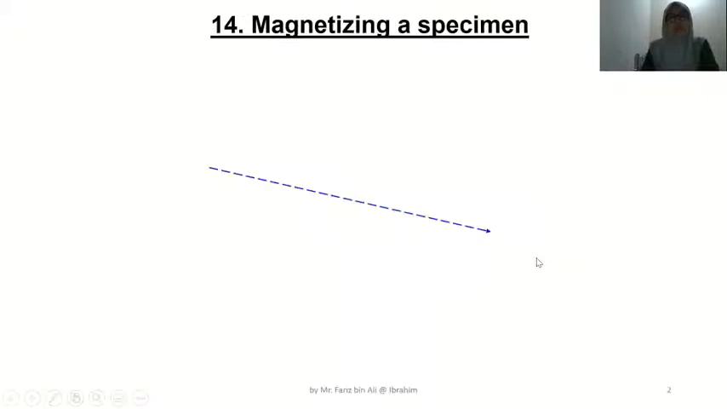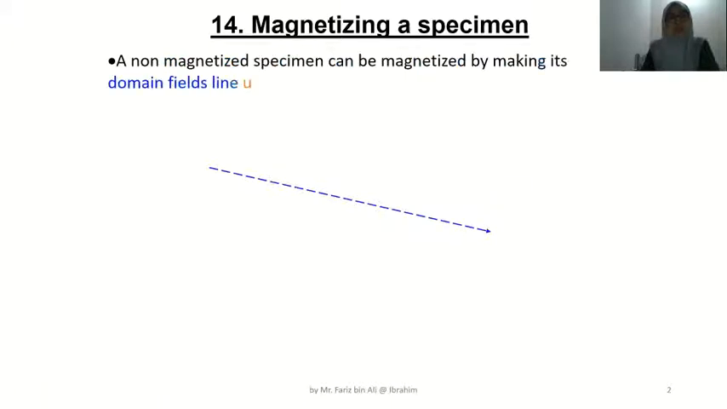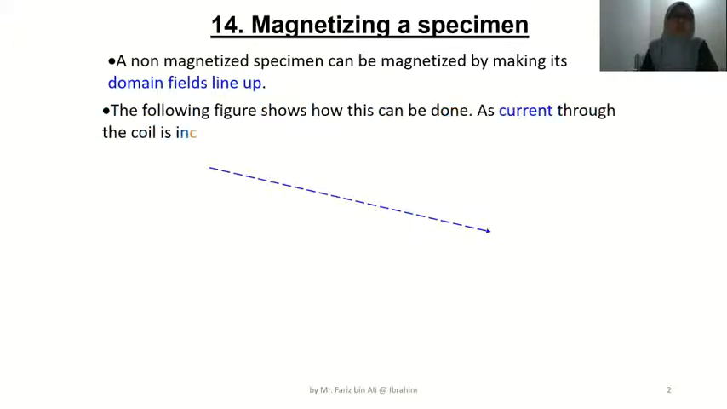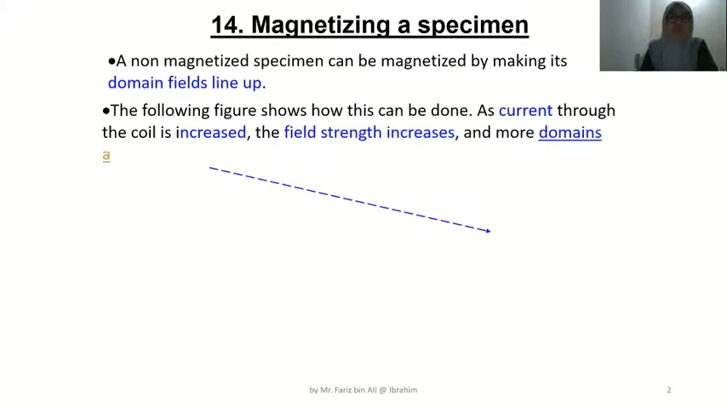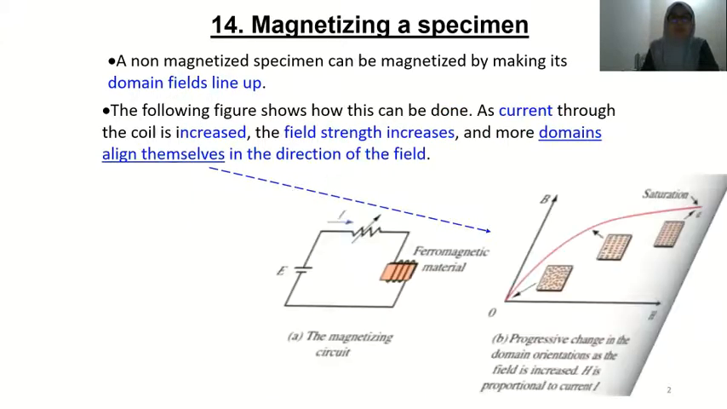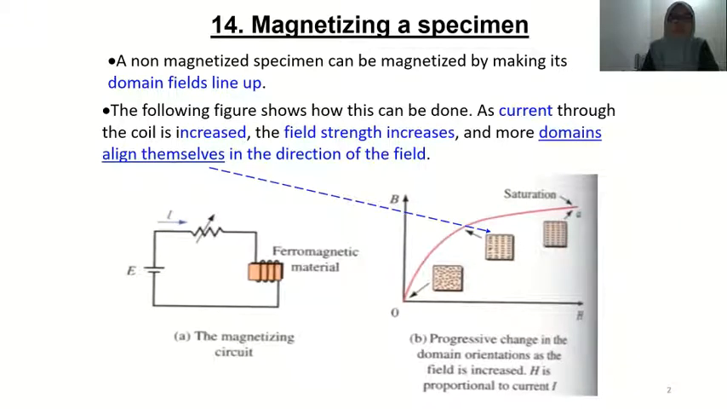Now, on magnetizing a specimen. A non-magnetized specimen can be magnetized by making its domain fields line up. The following figure shows how this can be done. As the current through the coils is increased, the field strength increases and more domains align themselves in the direction of the field.